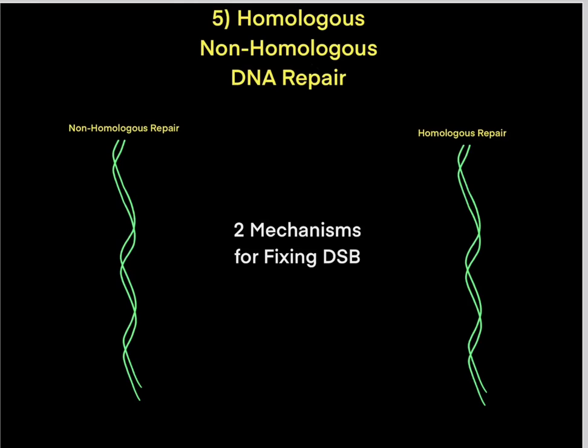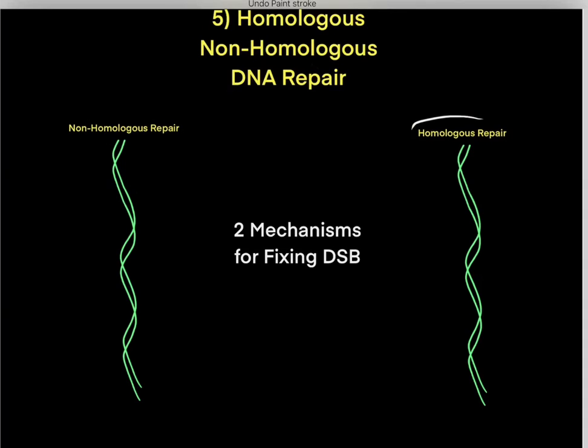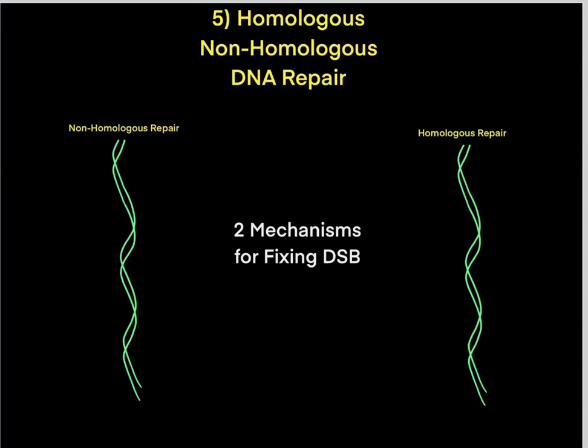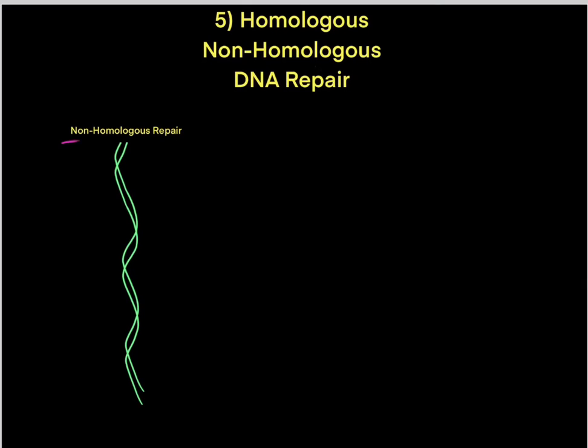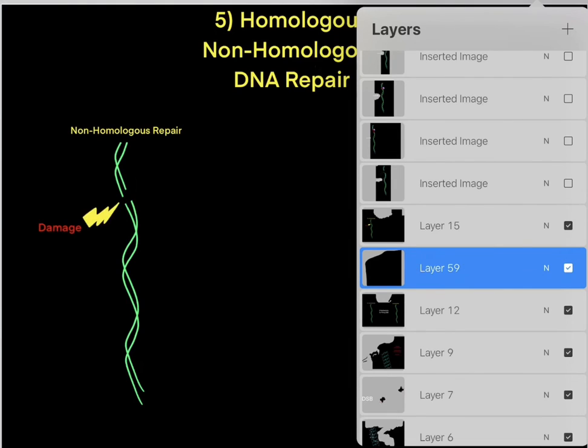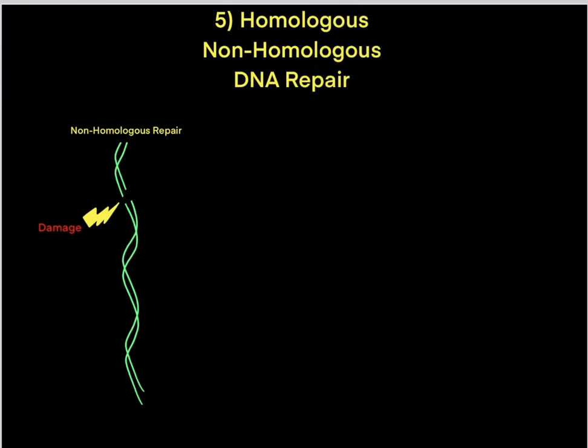So there are two mechanisms the cell uses to fix double strand breaks. There's non-homologous DNA repair and homologous DNA repair. So first, let's talk about non-homologous DNA repair. In non-homologous DNA repair, we know the first step is to cause a double strand break. So we go through some kind of environmental insult where we cause a double strand break, which we know is very dangerous. This can lead to genome rearrangements and cell death. So we need to fix this double strand break.